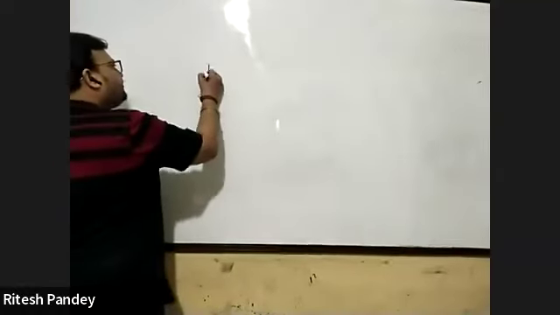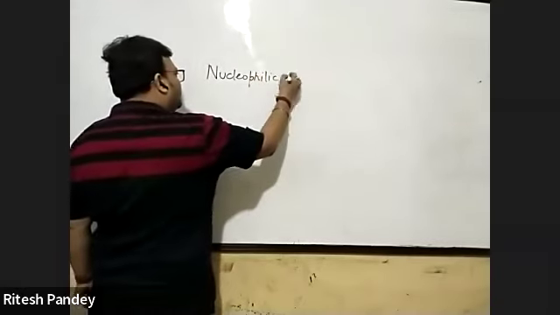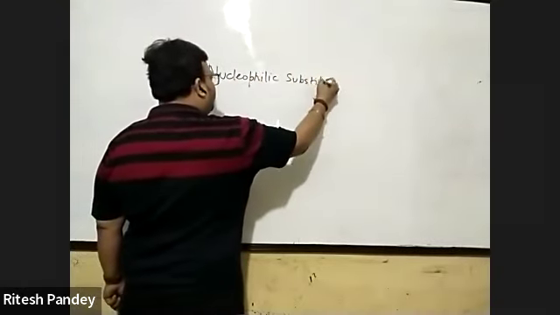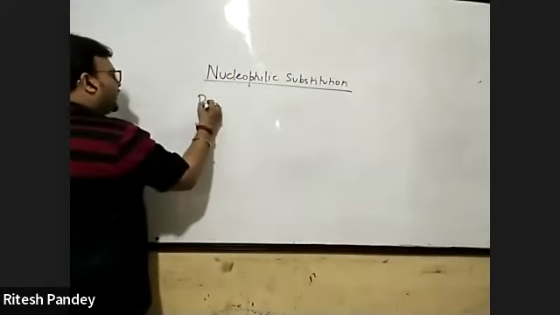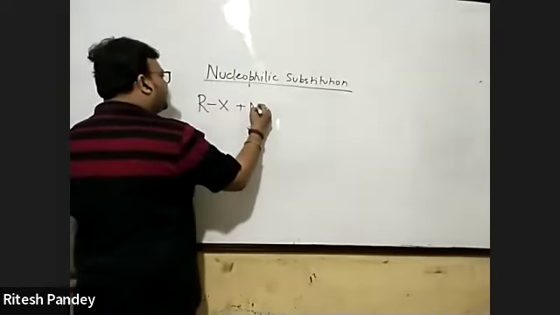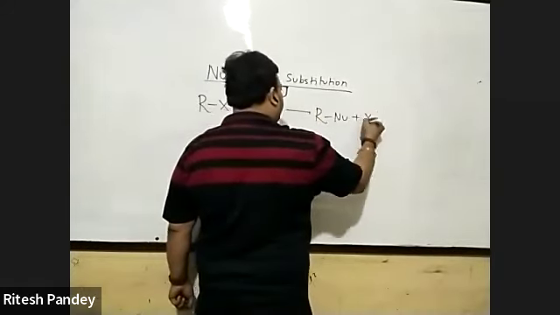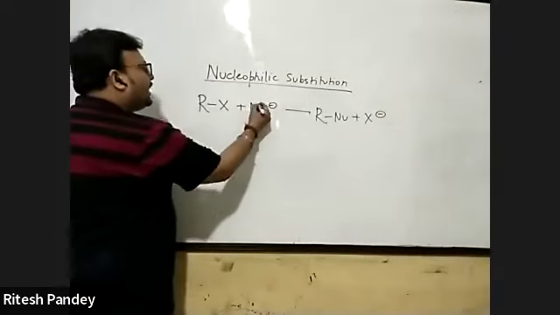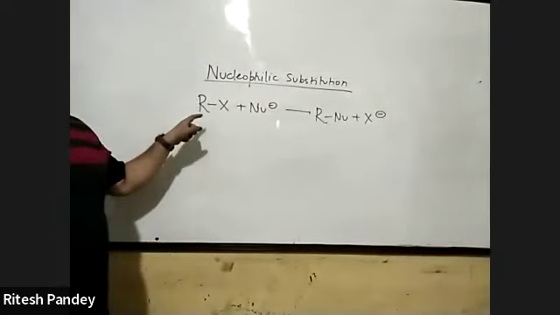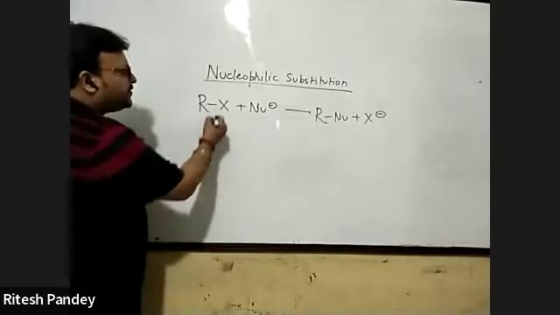When it comes to the mechanism of nucleophilic substitution, from the very name, you realize it would be a reaction of this kind. Some RX with a nucleophile is forming an RNu plus X minus. So basically, a nucleophile attaching itself to the carbon chain, aliphatic or aromatic, and this X minus being replaced.